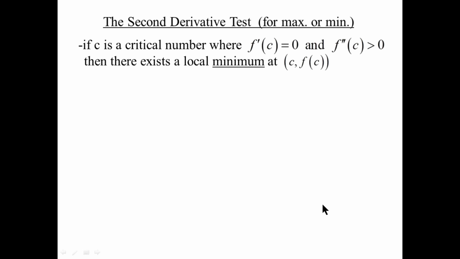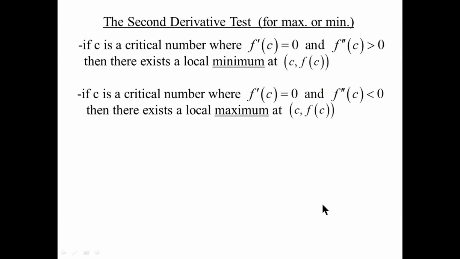If C is a critical number where f prime of C, not double prime, but f prime of C is 0, and the double prime is positive, then there exists a local minimum at C, f of C. So it's a way to tell, even though you've got the first derivative and you can just look at the prime line, if you can look at the second derivative too.